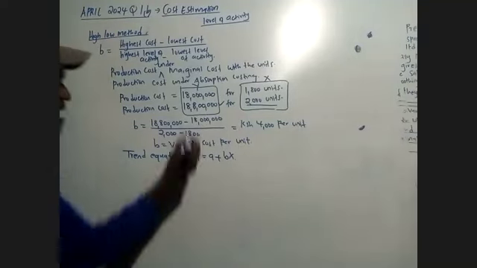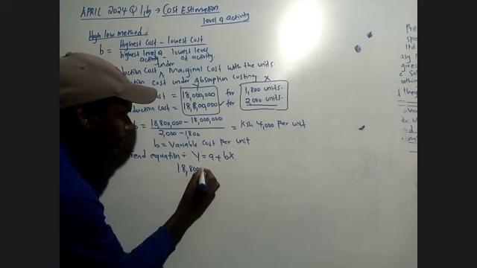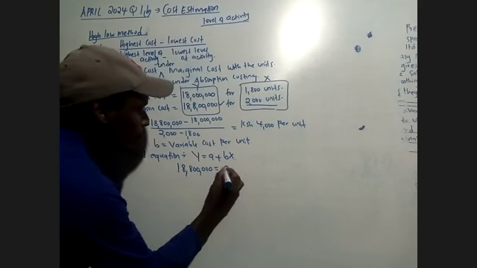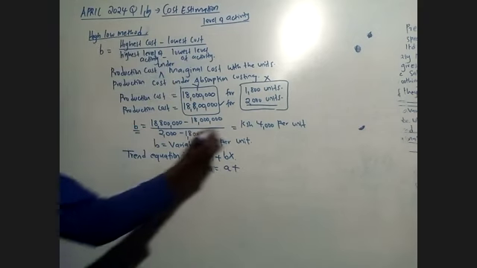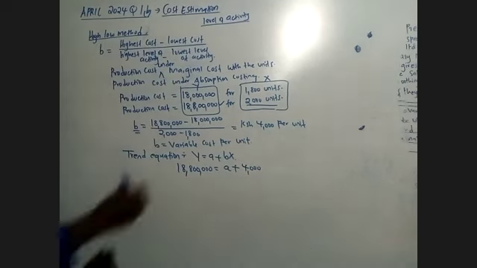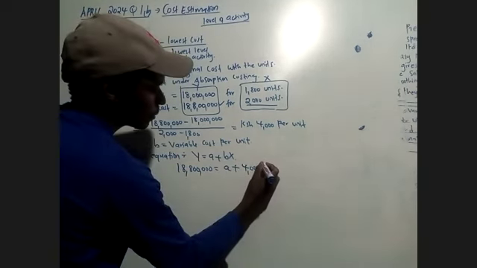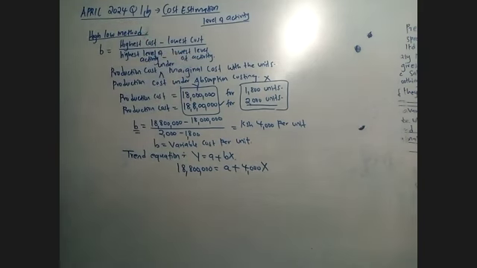Now when y is 18,800,000, we don't know A, but we know B, which is 4,000, times x. So this one is our trend equation. Now that's the requirement, using the high-low method.